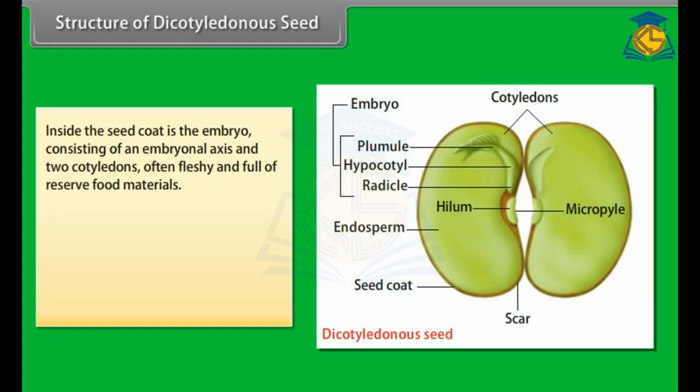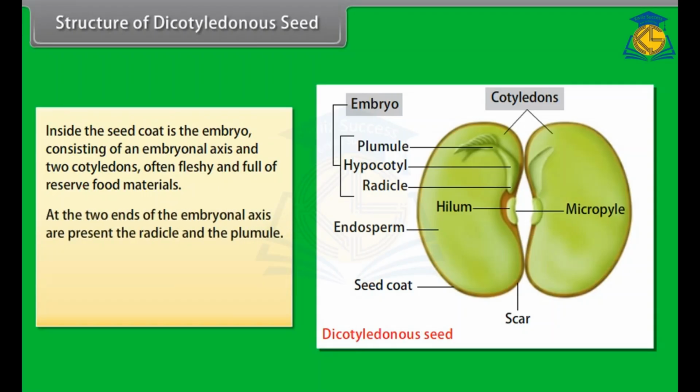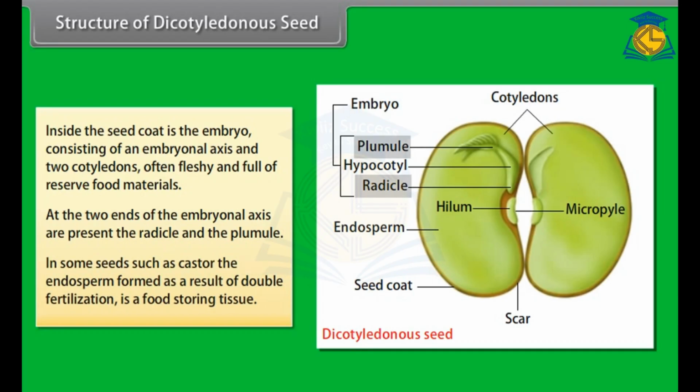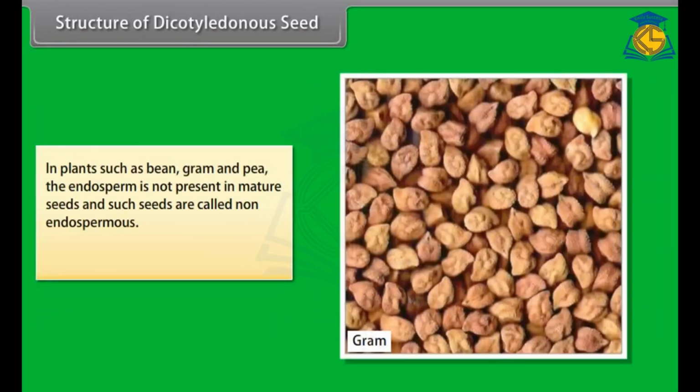Inside the seed coat is the embryo, consisting of an embryonal axis and two cotyledons, often fleshy and full of reserve food materials. At the two ends of the embryonal axis are present the radicle and the plumule. In some seeds, such as castor, the endosperm formed as a result of double fertilization is a food-storing tissue. In plants such as bean, gram, and pea, the endosperm is not present in mature seeds, and such seeds are called non-endospermous. Example, gram.